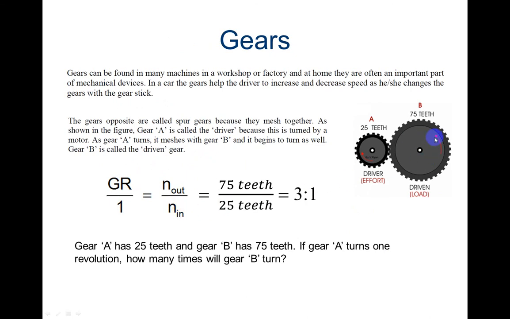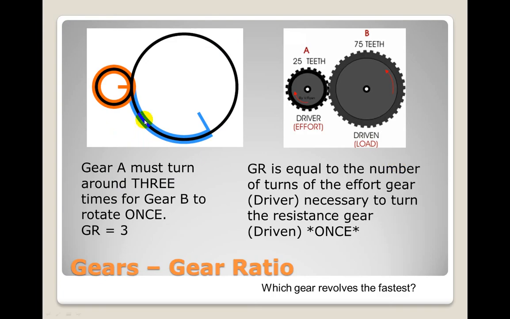So my driven gear here, which is out, is 75 teeth divided by 25 teeth, my in gear. That's equal to a 3-to-1 ratio, or just 3 is fine to represent it that way. Gear A has 25 teeth and gear B has 75 teeth. If gear A turns 1 revolution, how many times will gear B turn? This one goes 1 time around. Gear B then is only going to end up going 1/3 of the way around.